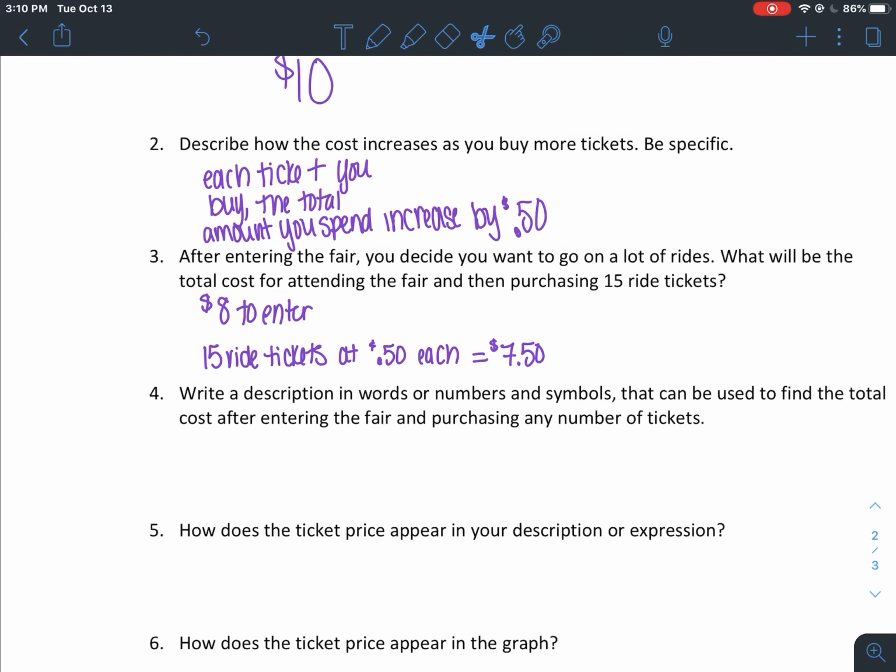So I'm going to add these two costs together, the cost to enter and the cost per ticket. So the $8 plus the $7.50, that means that I spent a total of $15.50 at the fair.